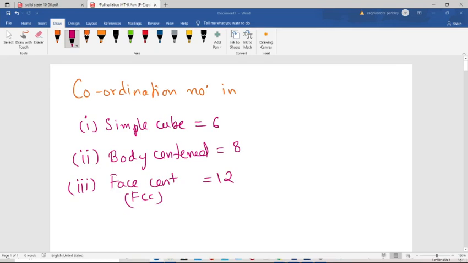Now what is the relation between a and r? Yes, the relation between edge length a and r.